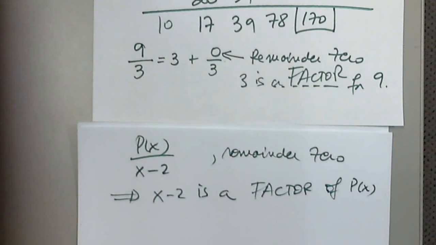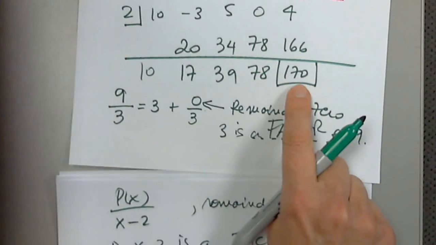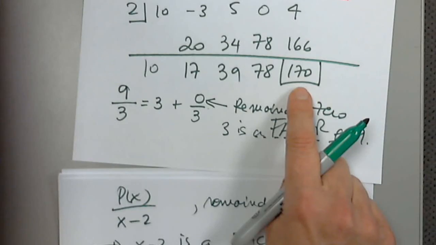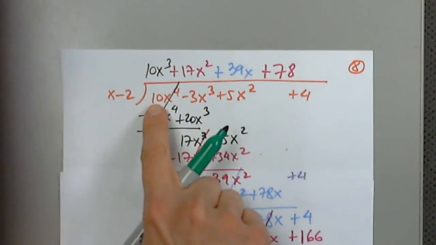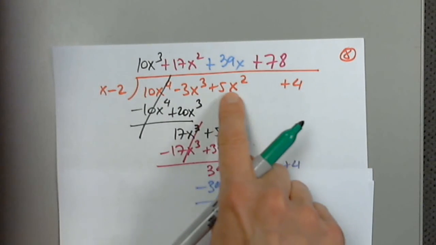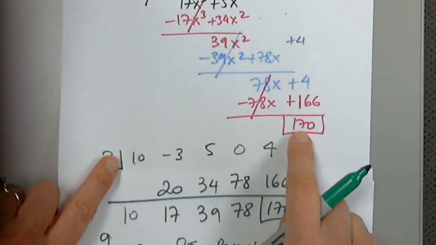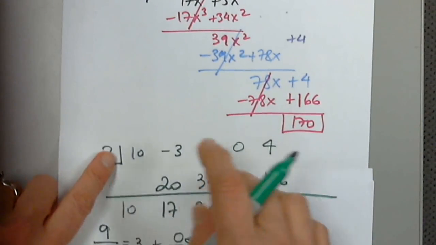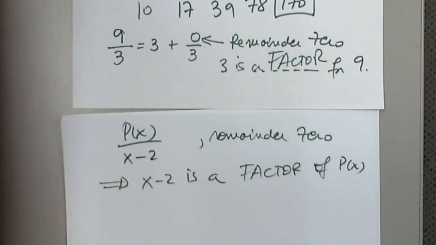What if the remainder is 5? If when I divide these two, I get remainder 170, can I say that this polynomial is a factor of this one? I cannot, because the remainder is not 0. Is that clear? Good.